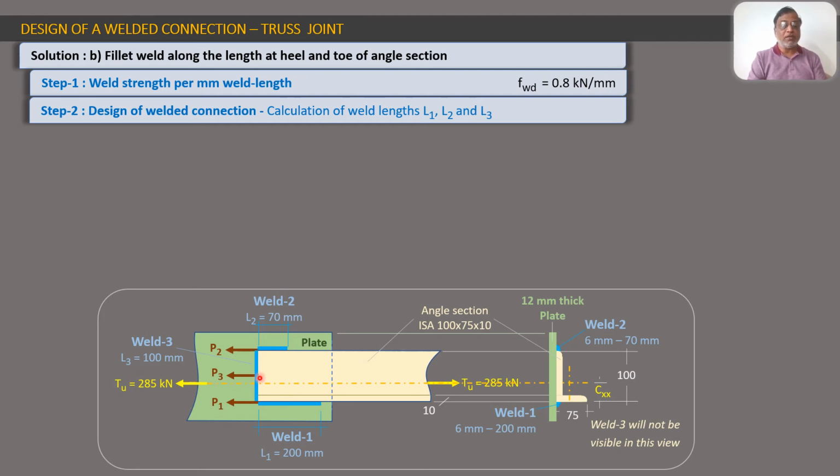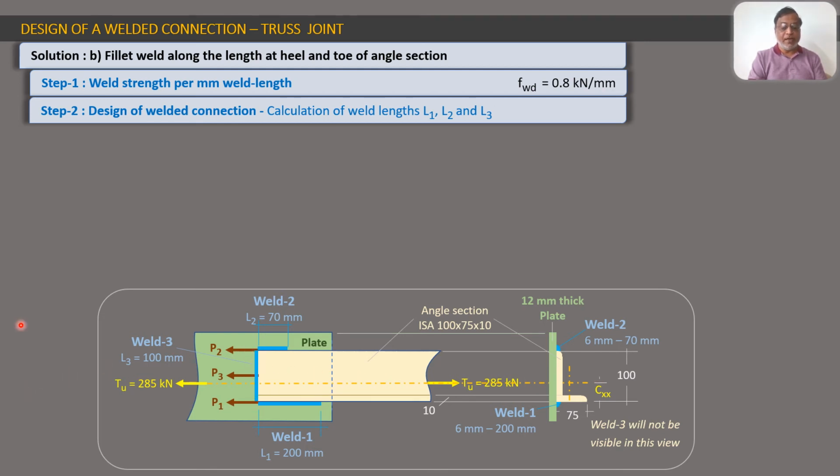Why it is called transverse weld? Because the meaning of the word transverse is perpendicular to the length. Longitudinal means along the length. Transverse means perpendicular to length. So this weld is perpendicular to the length of the angle. So this is called transverse weld.